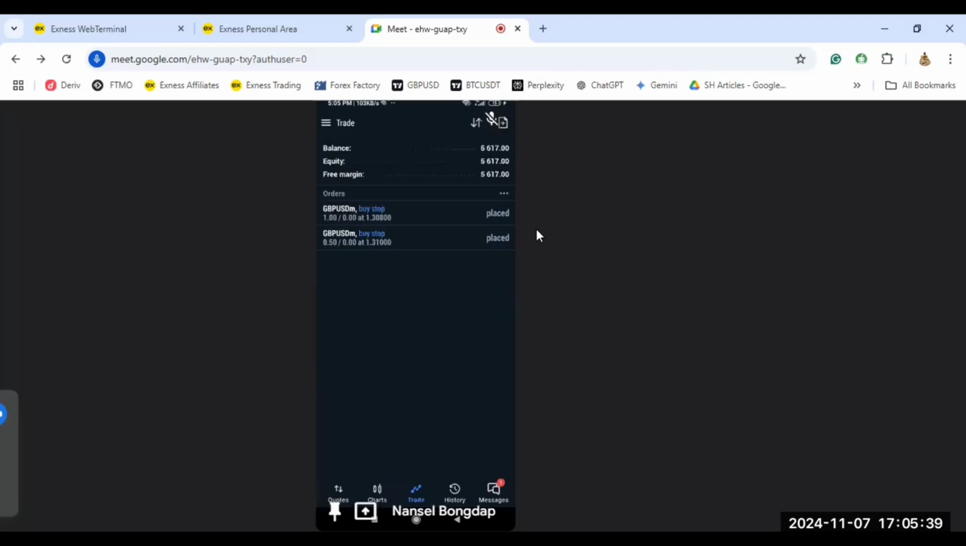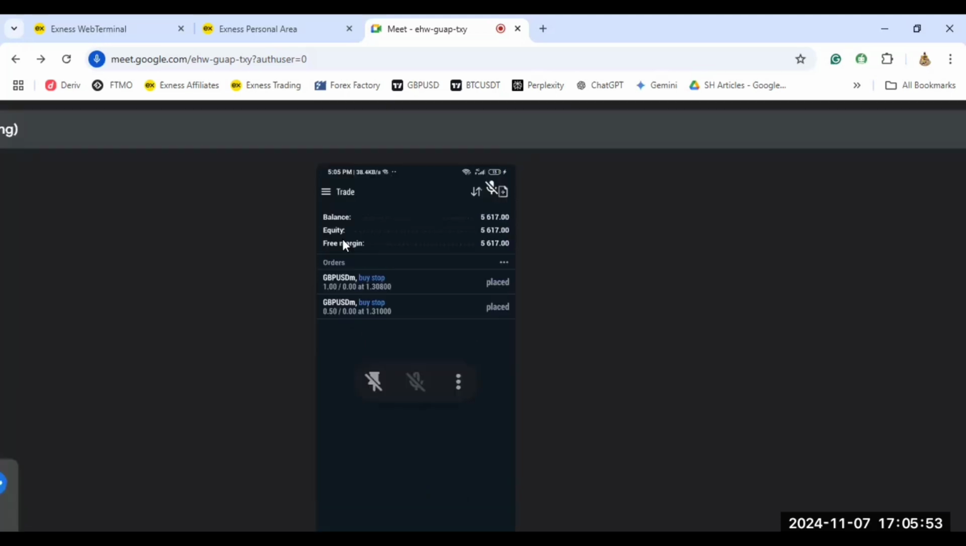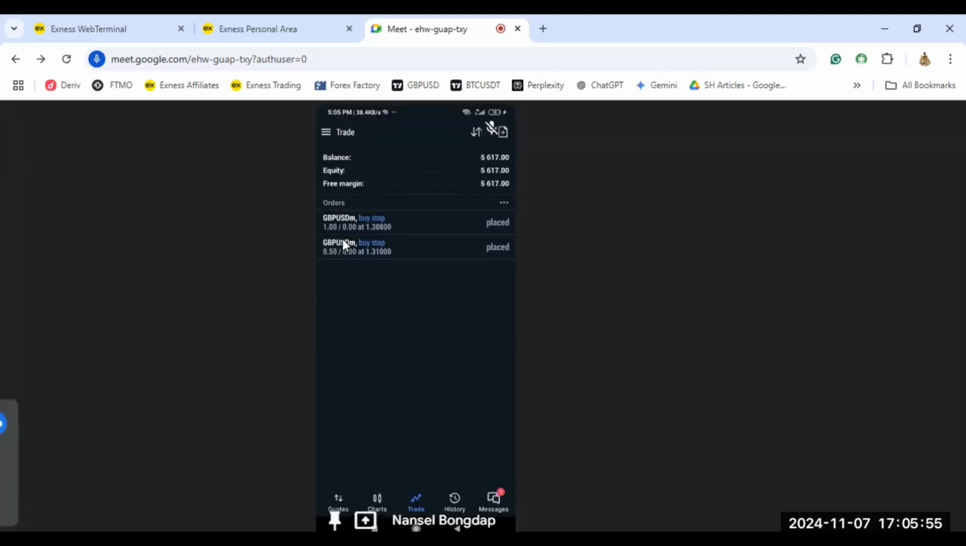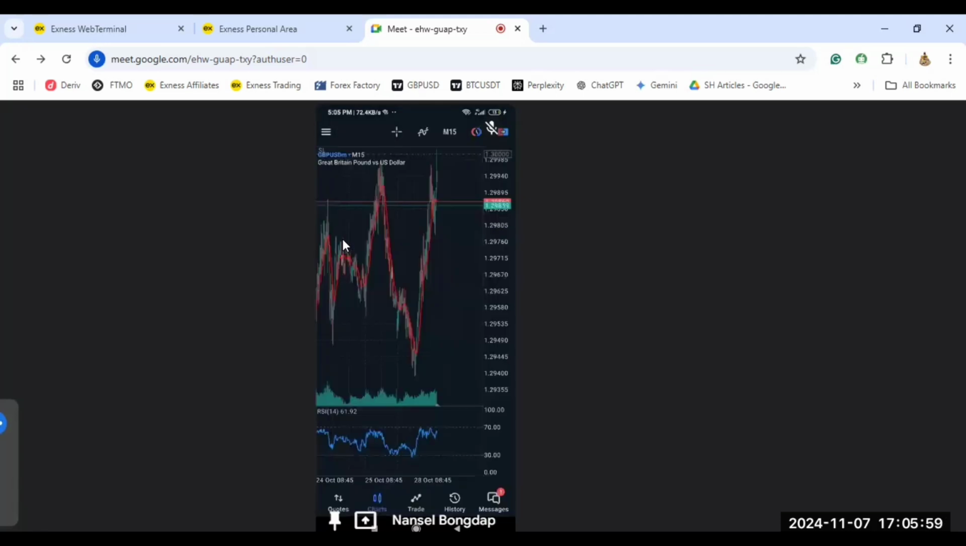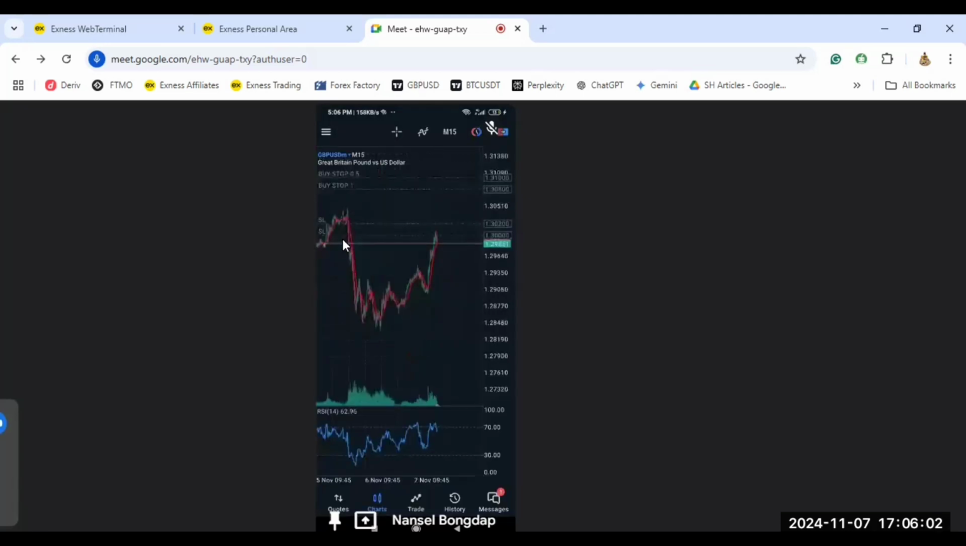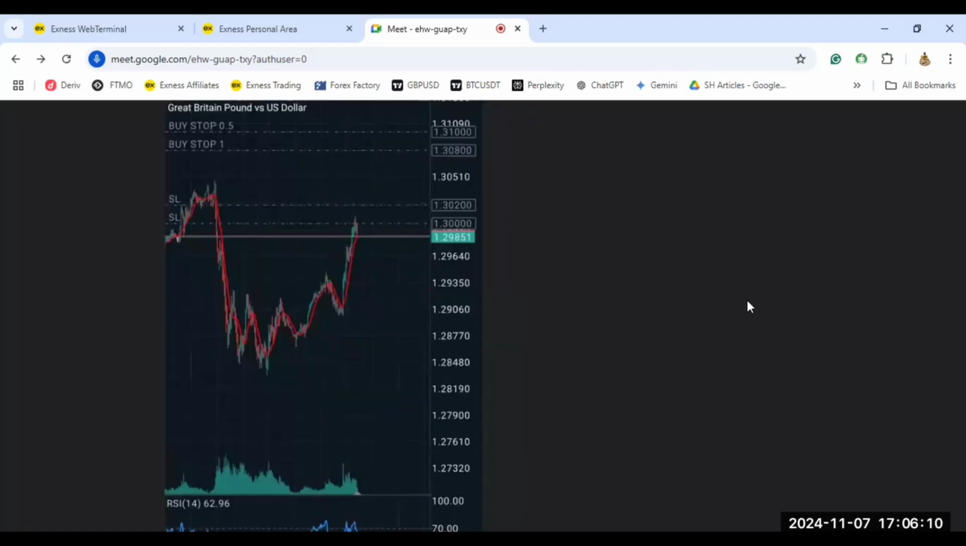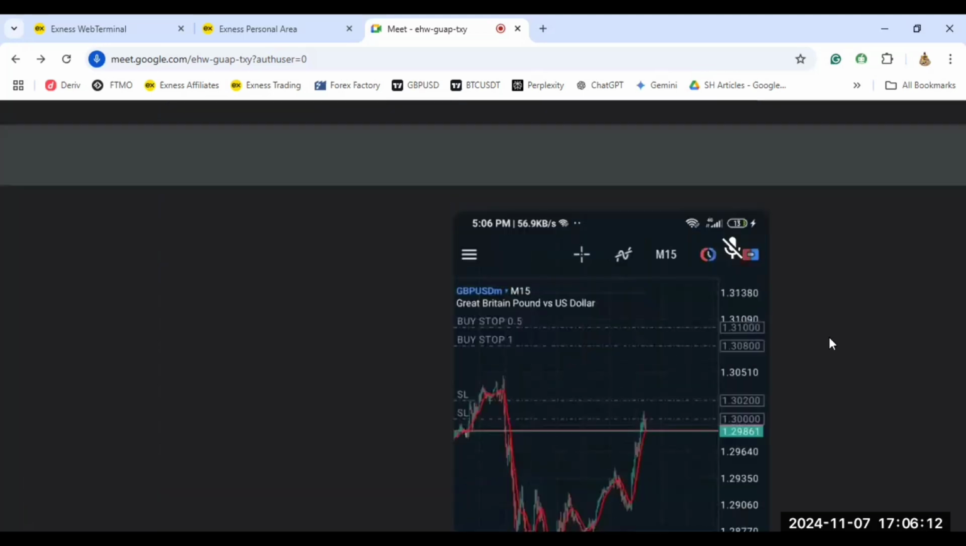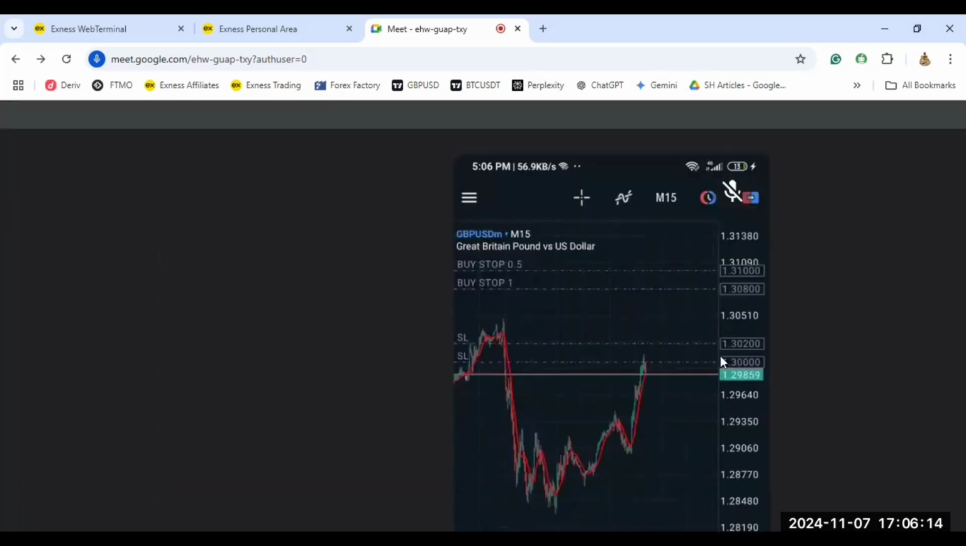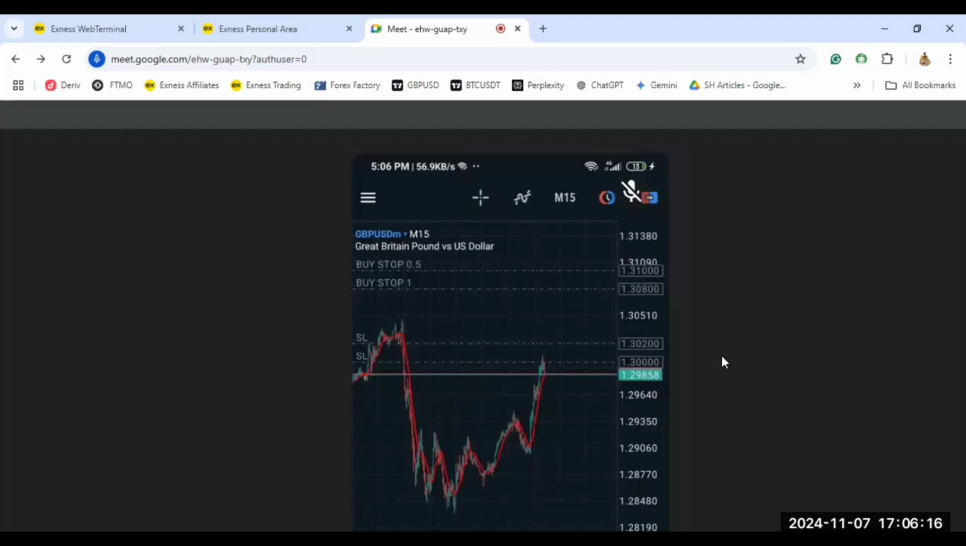You see, this is the one for the one lot size, the one for the system. If I come to the chart, you will see them even on your MetaTrader 5. So go to the chart option, you see. These black dotted lines that you are seeing are your stop loss levels. Let me enlarge it for you to see. So these are your buy stop levels.